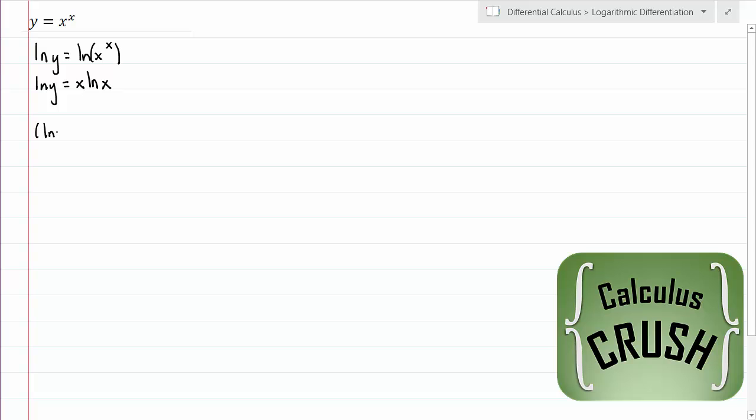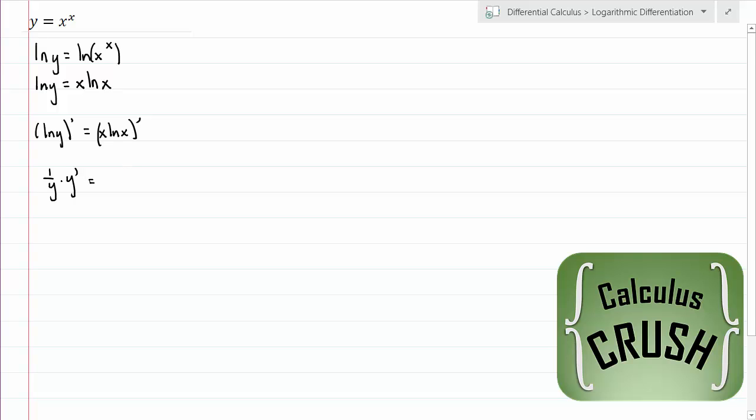So I'm going to do this in two steps. We need to take the derivative of ln y, and we need to take the derivative of x times ln x. So the derivative of ln y, we have to use the chain rule. The derivative of log of something is 1 over something times the derivative of the inside. The inside is y. The derivative of y is just y prime.